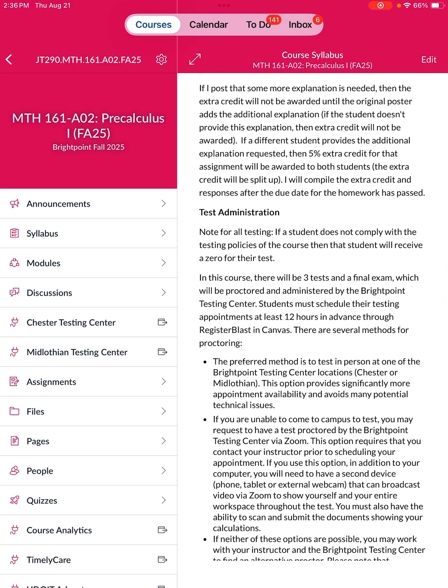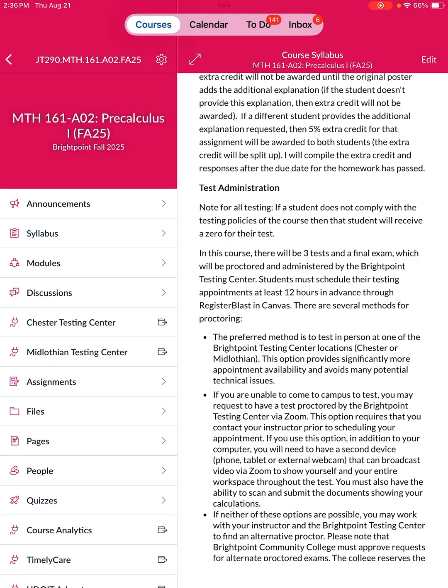If you do not follow the testing policies, you'll get a 0. Testing in this course should be done at the testing center. It can be done at the Midlothian Testing Center or at the Chester Testing Center. You will create your testing appointments the first week of classes. You can do that by clicking the Chester Testing Center or Midlothian Testing Center links that are just on the side of your Canvas navigation.